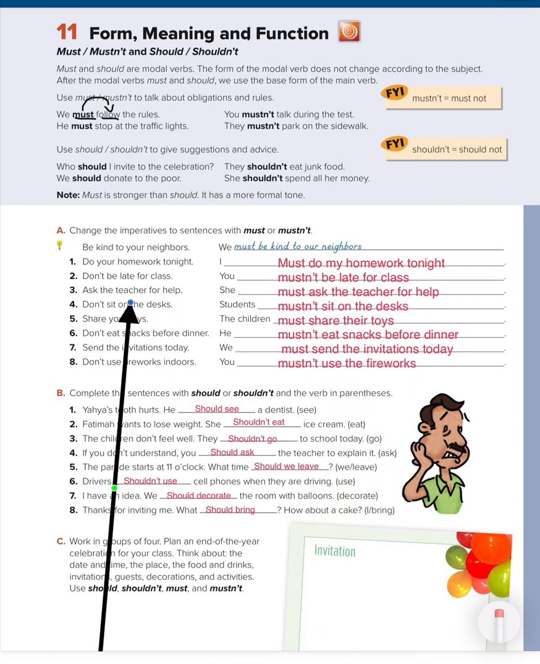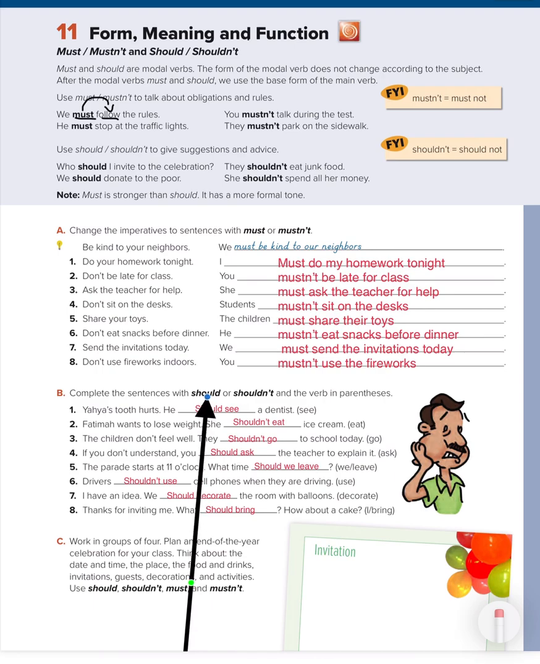Ask the teacher for help. Don't sit on the desk, students. Must not sit on the desks. Share your toys. The children must share their toys. Don't eat snacks before dinner. He mustn't eat snacks before dinner. Send the invitations today. We must send the invitations today. Don't use fireworks indoors. You mustn't use the fireworks. Then look what do we have here.